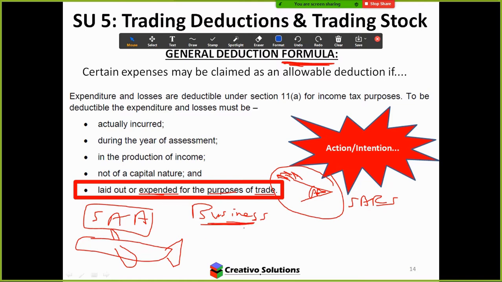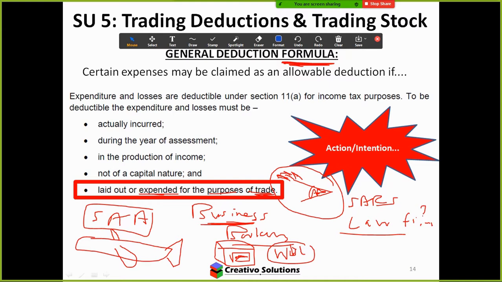If the business is a bakery and you're buying stuff that you're going to be using to bake something in the oven, the oven would be capital. If it's the rent or the water and electricity, the water and lights, you need water and lights to run a bakery. The water and lights that you're running for the bakery would be expended or laid out for the purposes of a trade. If it's a law firm, same thing applies.